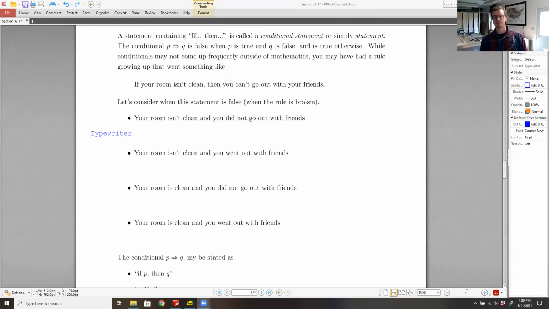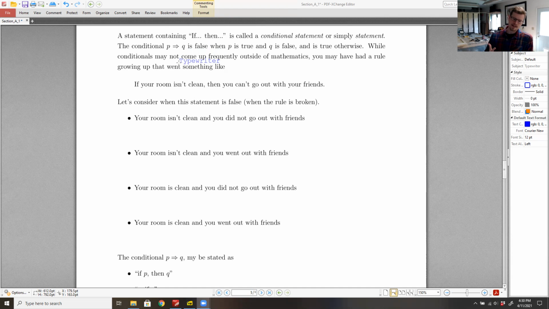So an if-then statement, right? The conditional statement is true very frequently, and it's actually easier to describe it by when the conditional is false. The conditional P, Q, which can be said P implies Q, is false when P is true and Q is false. That's the only time that the conditional statement is false, and it's true otherwise.